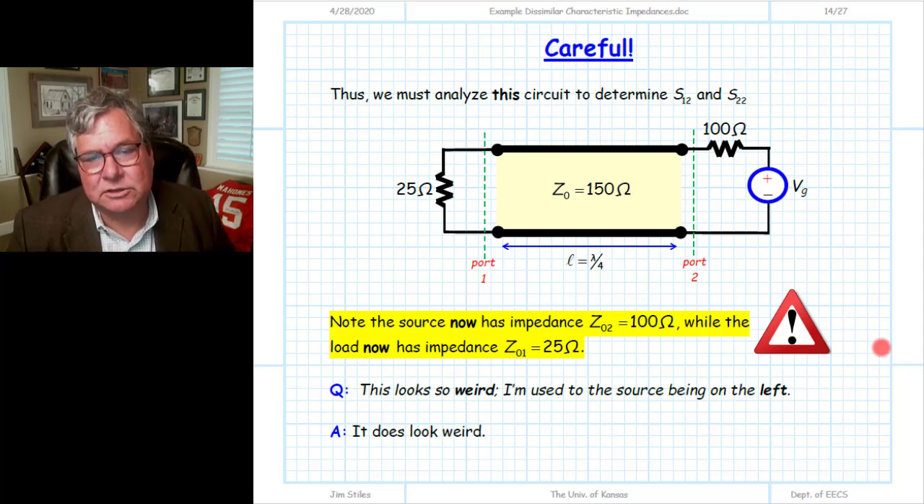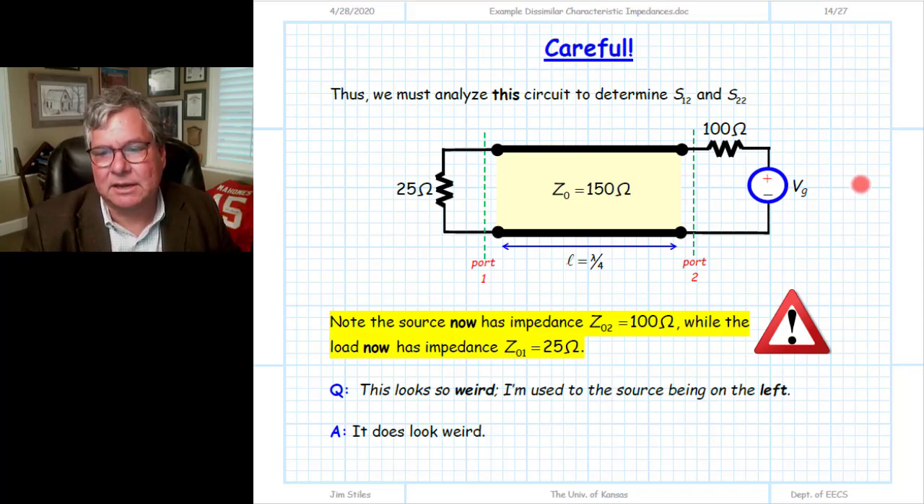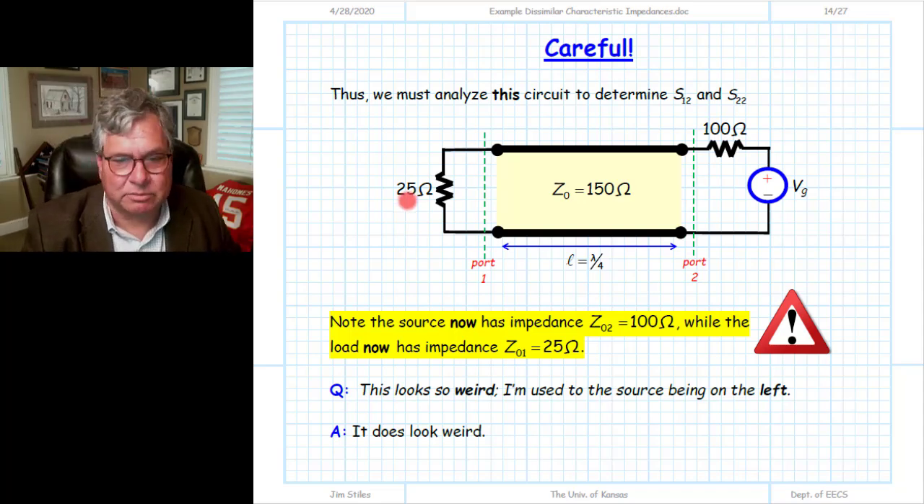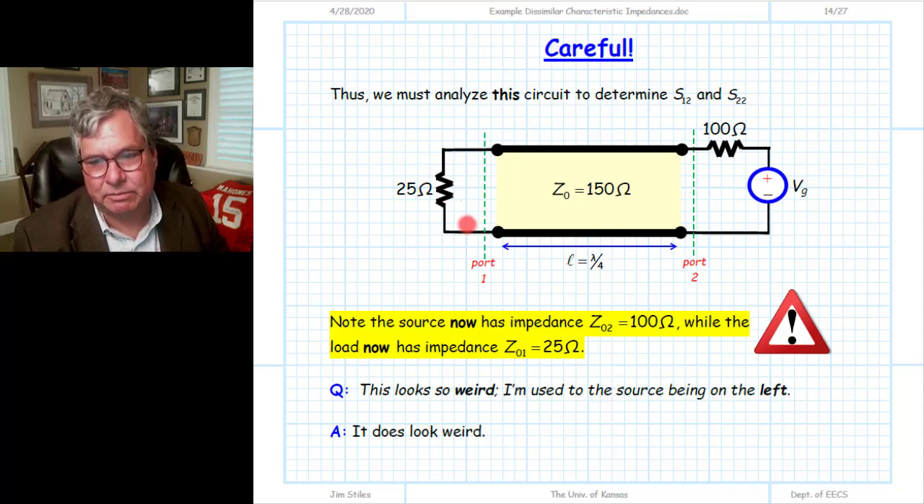So this is the resulting circuit that we have to analyze for the second column in our scattering matrix. Again, we have a matched source, but remember the source impedance now is 100 ohms, not 20 or 25. And we have a matched load over here. Again, that matched load is 25 ohms, not 100. So make sure that you get this correct. Again, this is key: the transmission line characteristic impedance attached to port 2 is equal to the characteristic impedance of the transmission line of port 1.